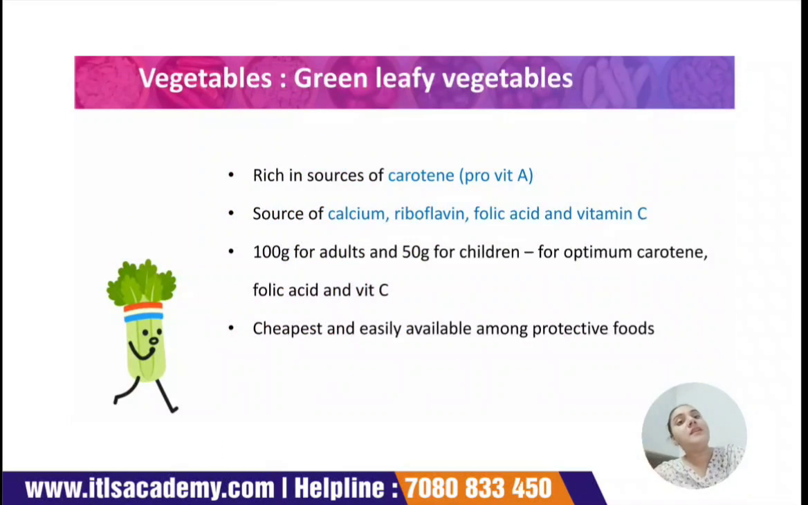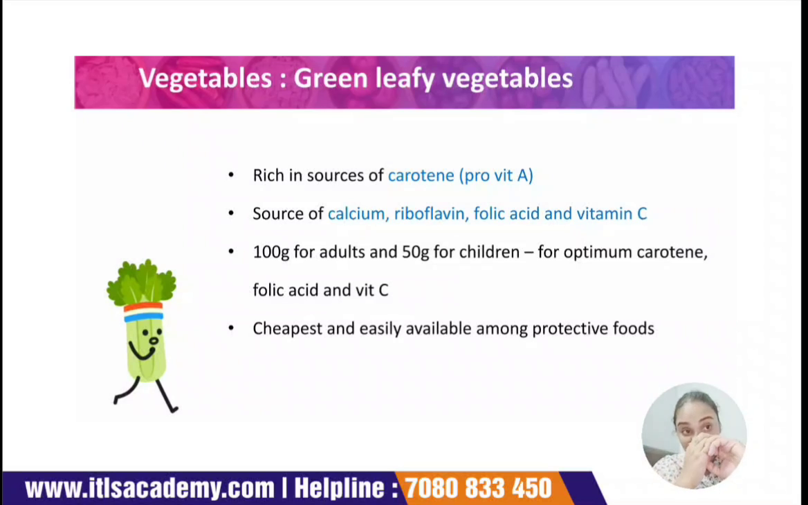So vegetables are classified into three groups. The green leafy vegetables have a good source of carotene, that is provitamin A. These leafy green vegetables are a good source of calcium, riboflavin, folic acid and vitamin C. 100 grams for adults and 50 grams for children are optimum for carotene, folic acid and vitamin C.